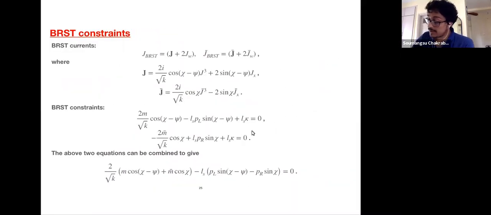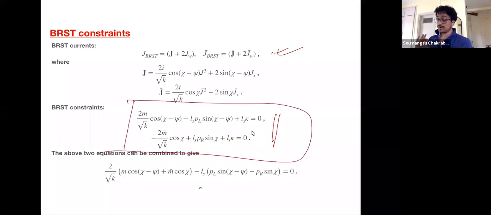So yeah, this is the BRST current. Once you impose BRST invariance, that means you demand that the OPE of the BRST current with respect to the vertex operator is 0. That will give you two constraints. Whenever you define a vertex operator, there are these M's, these kappas, and also P left and P right. On top of that, you impose this, and that will give you the physical Hilbert space.